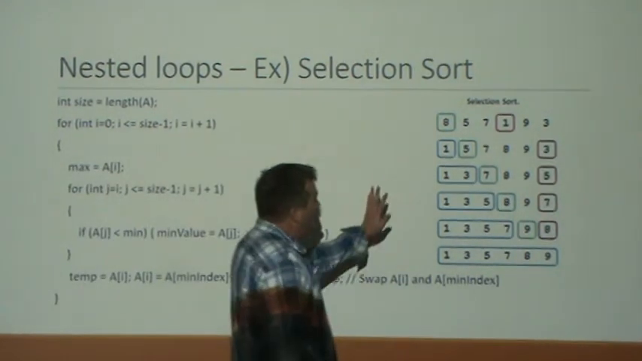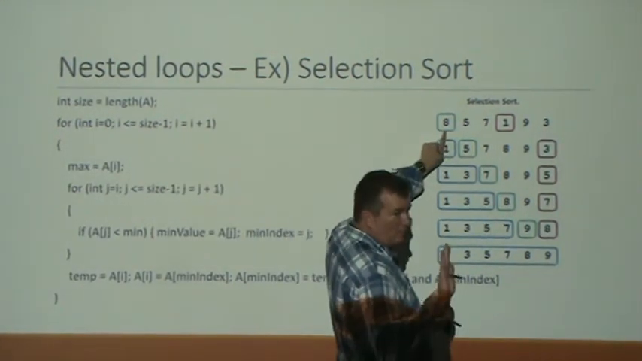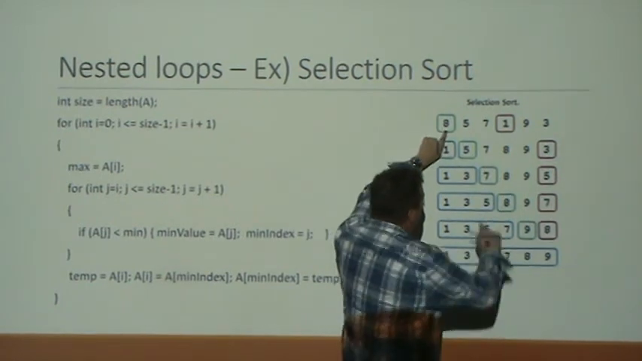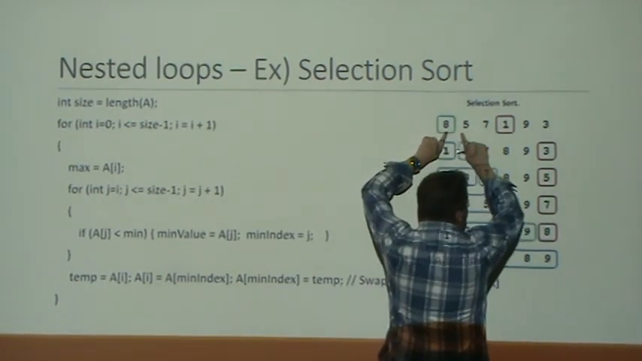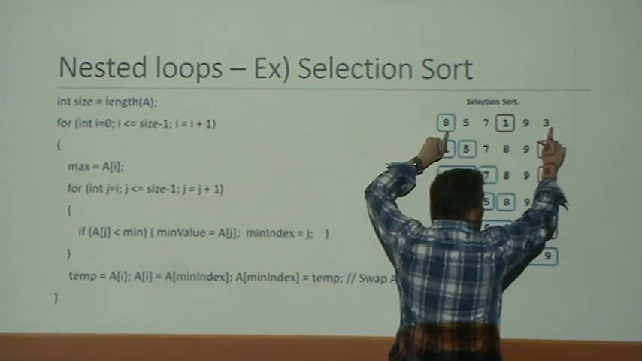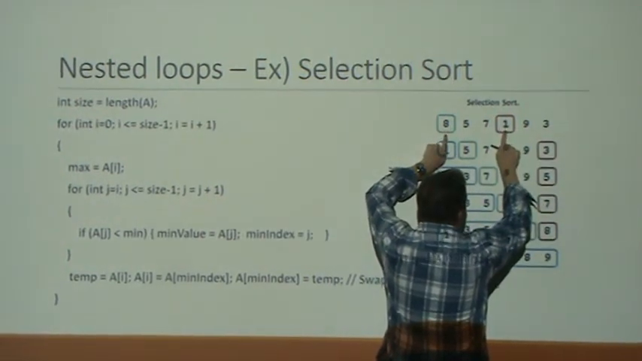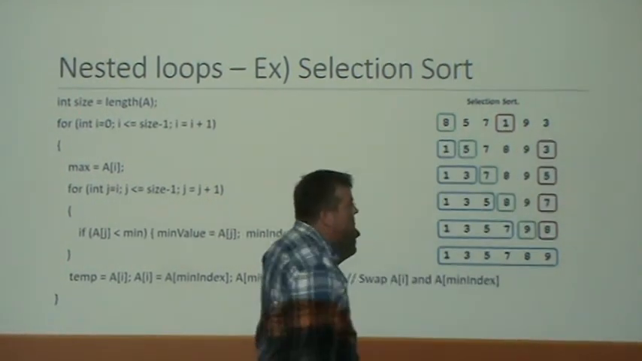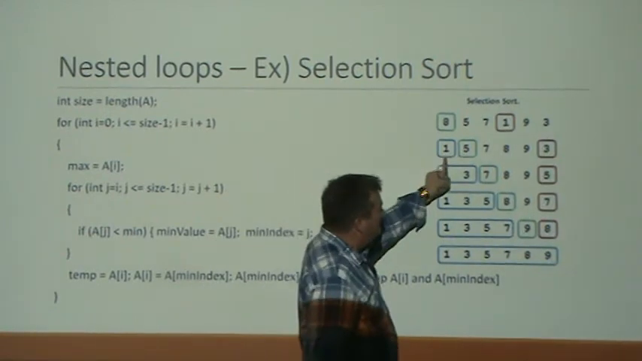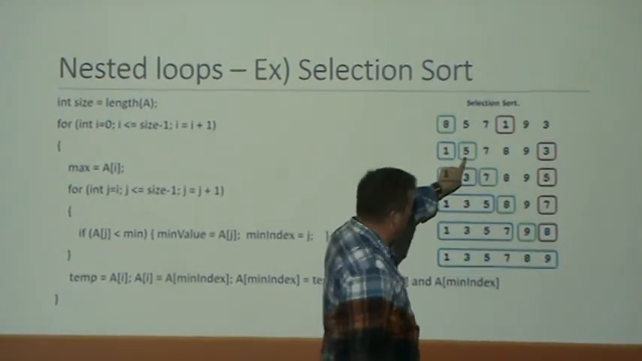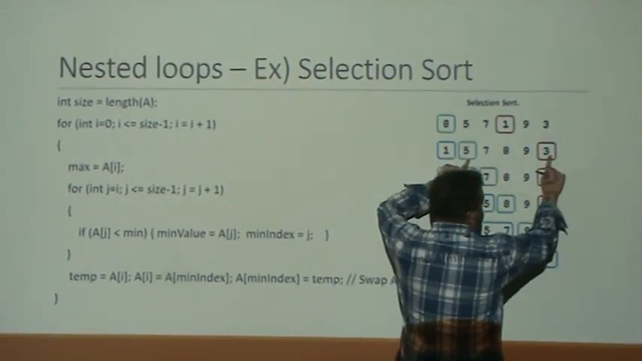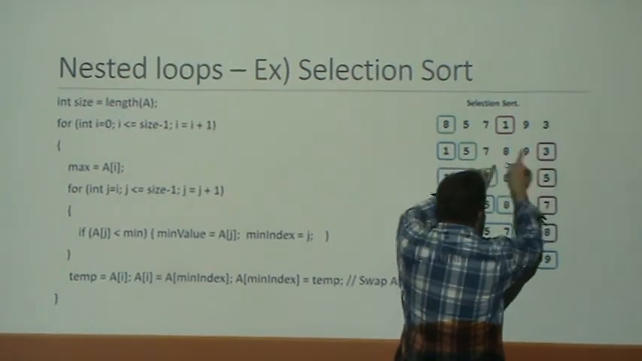Now, the outer for loop starts at the first one, and the inner for loop goes through them all looking for the smallest variable. When we find the smallest variable, we swap them. Now we increment to the next set, the second one. Go through the whole array again, find the second smallest number, swap those two.